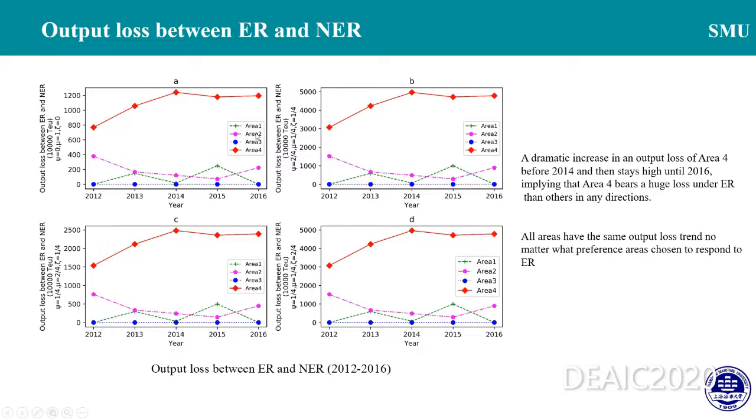In particular, Area 3 had zero output from 2012 to 2016 in all directions, which means Area 3 keeps the same technical inefficiency under environmental regulation and non-environmental regulation. Importantly, this picture shows that all areas have the same output loss trend no matter what direction areas choose to respond to environmental regulation.